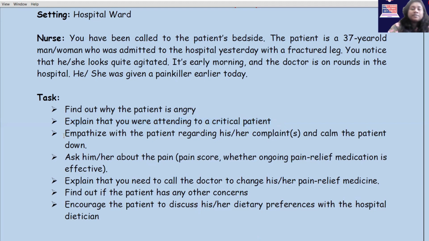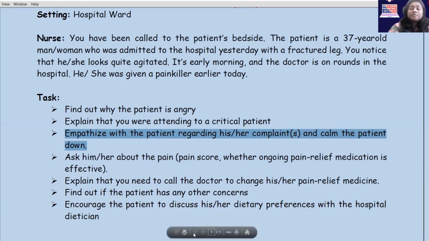Then comes the third one. Empathize with the patient regarding his or her complaints and calm the patient down. Okay, two things are there. One is empathize with the patient regarding his or her complaint, and then you have to calm the patient down. So both have to be done. For this part, the candidate has to respond empathetically to the patient's complaint to validate his or her feelings and show understanding.